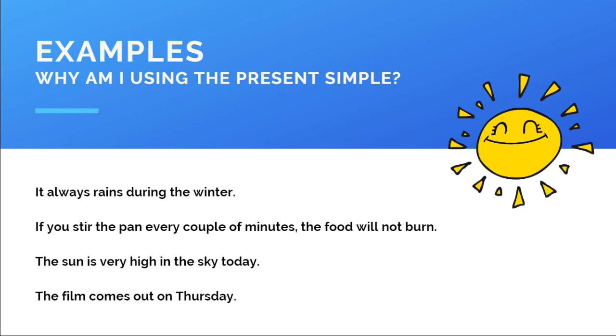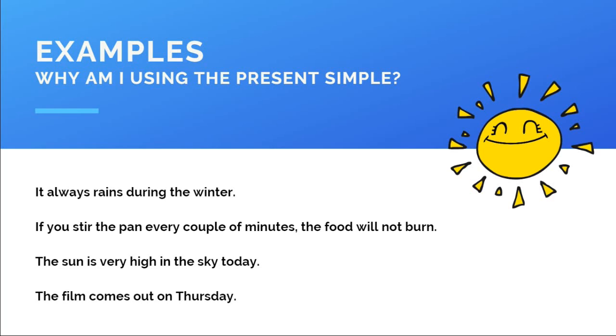So let's look at some examples and talk about why I'm using the present simple. The first example, it always rains during the winter. Why am I using the present simple here? Well, there's two reasons. It's a fact, but also I'm using the word always, and always tells me that this is something that happens again and again. It always rains during the winter is both a habit or repeated action and a fact or truth.